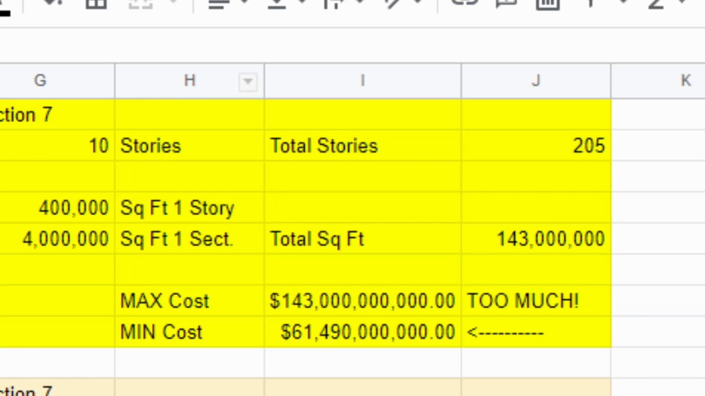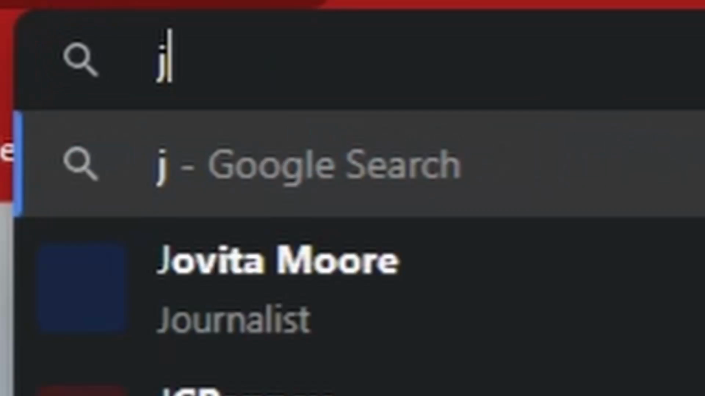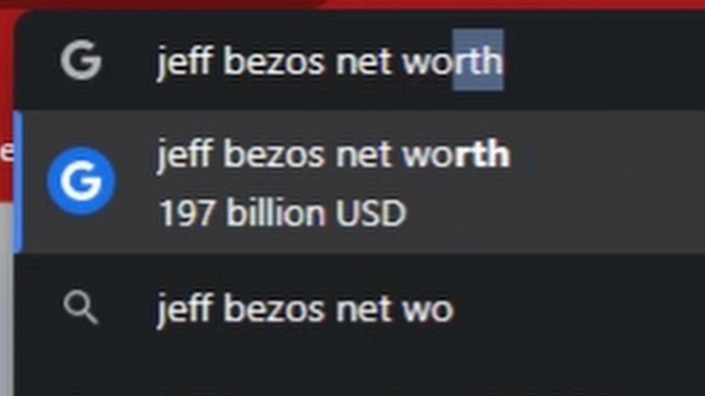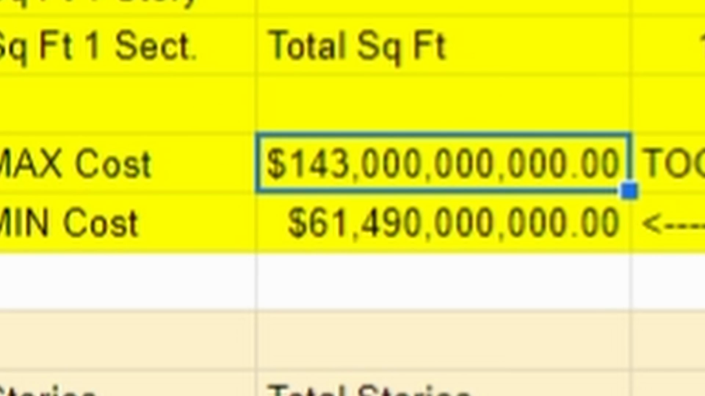Now, you know, I'm not the richest man in the world, but if you ask me, that's just a few bucks more than pocket change. Jeff Bezos' net worth, $197 billion. So Jeff Bezos could barely pay for this expensive building. But I don't even know why you would. So that building plan didn't really work out, since it just costs a tad too much. So back to the drawing board, time to make some new plans.